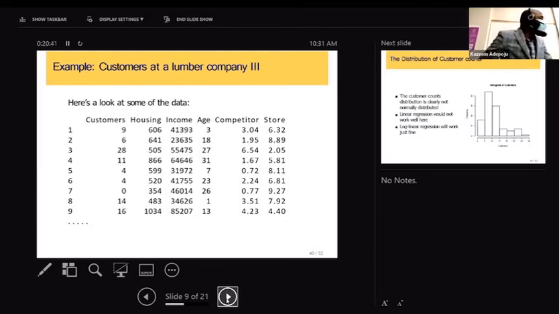Now I'm showing you this part of the data set. Like I said, we want to use 110 regions. And in each region, let me tell you what it means. This is region number 1. In region number 1, they have 9 customers, and in that particular region, they have 606 housing units. The average income in that region is 41,393, and the age of the store is also given. Take a look at that. We have that for over 110 stores.